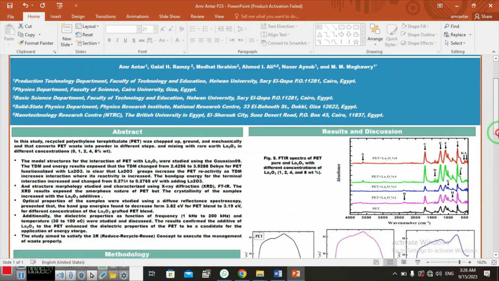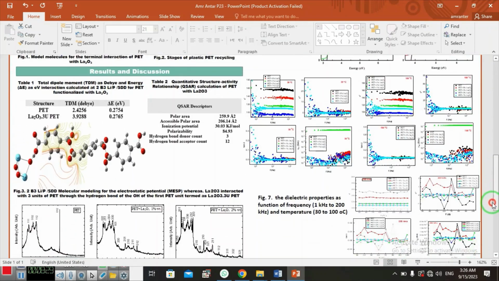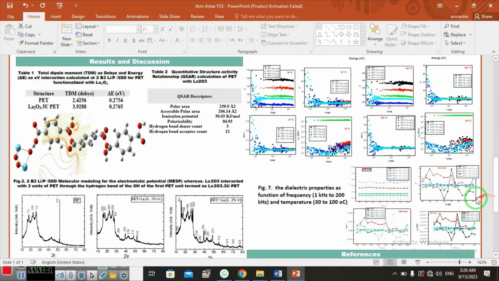Figure 7C shows the tangent loss factor, tan δ, the ratio of the dielectric loss energy to the dielectric energy stored in the sample. Here, the tangent loss is almost constant with frequency, at frequencies higher than 200 Hz, for all samples containing the rare earth oxide La2O3. The concentration of La2O3 does not affect the tangent loss much.